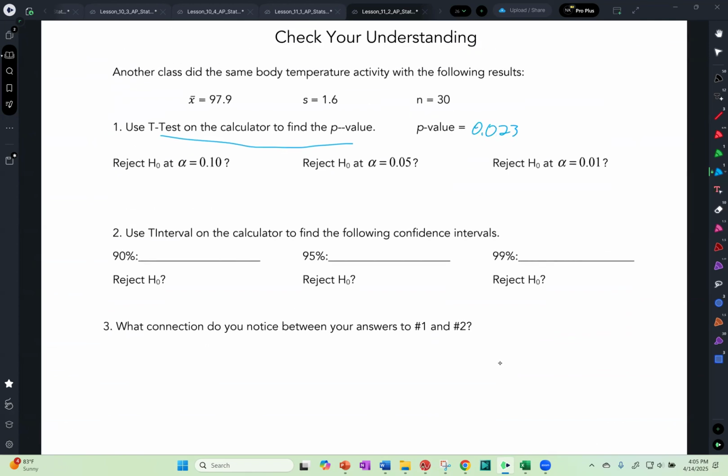0.023. Do we reject at an alpha of 0.1? Yes. And yes. And no.